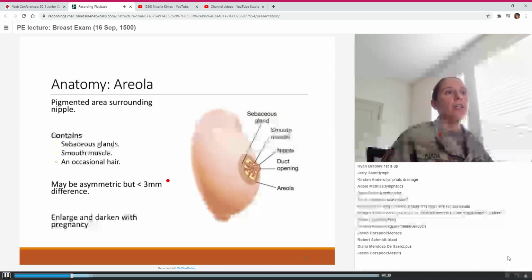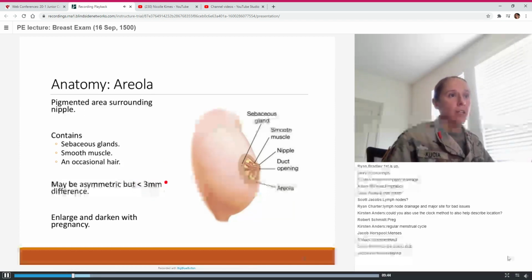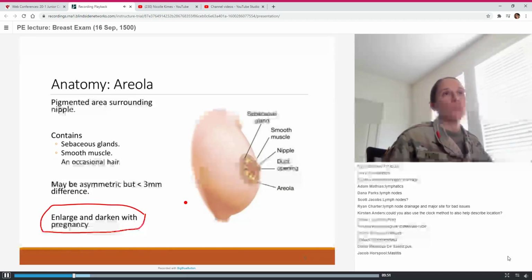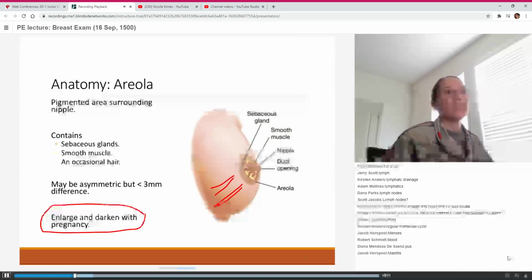And breasts being asymmetric as compared to themselves, right? Totally normal in terms of the areola as well. So one areola may look different from the other. 3 millimeters is still considered within normal. And typically in the second trimester, the areola enlarges and darkens. During pregnancy, there are a lot of changes in the breast itself, in terms of tenderness and size, and even veins and other things that you see going on. All right.